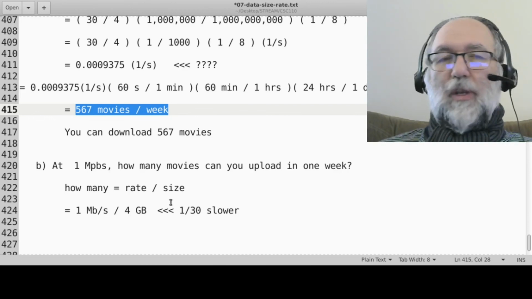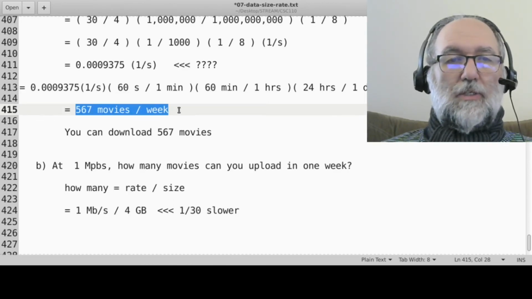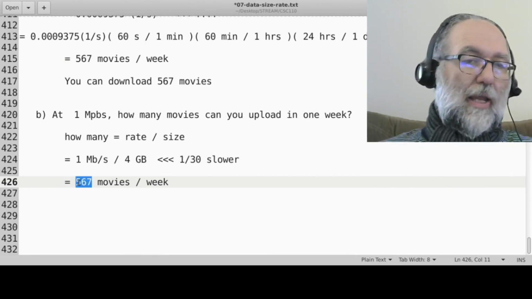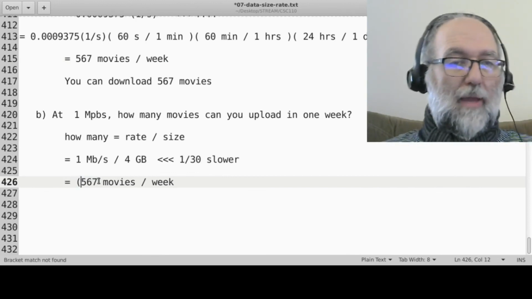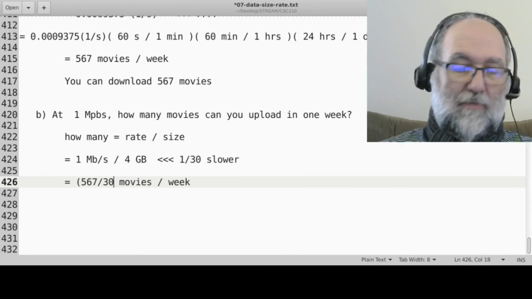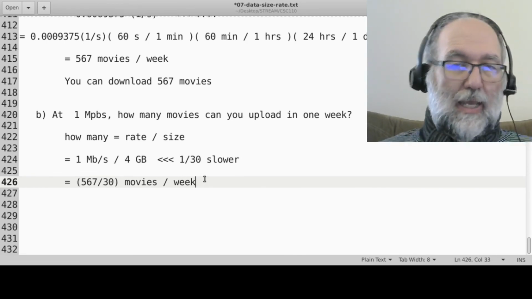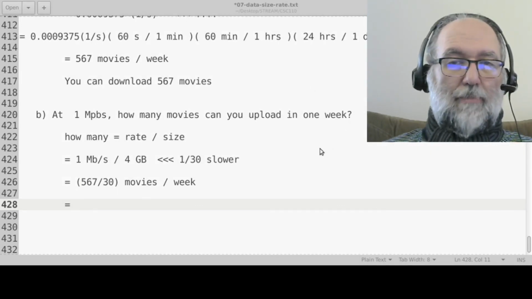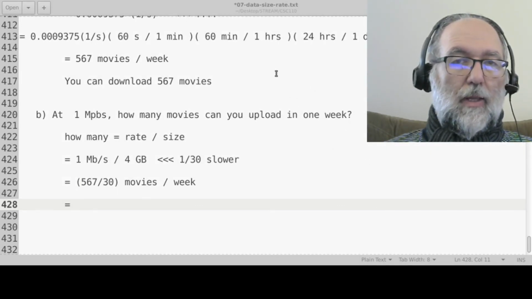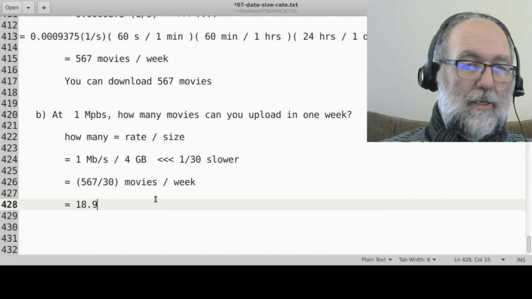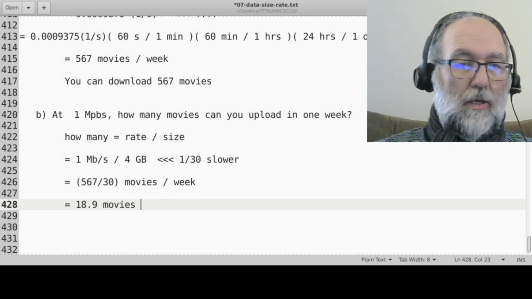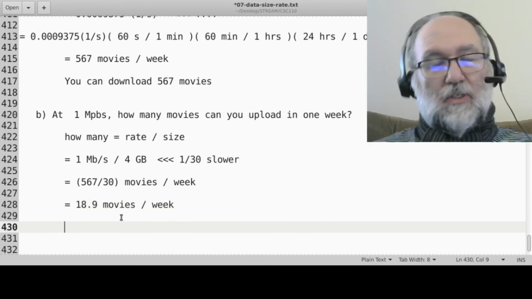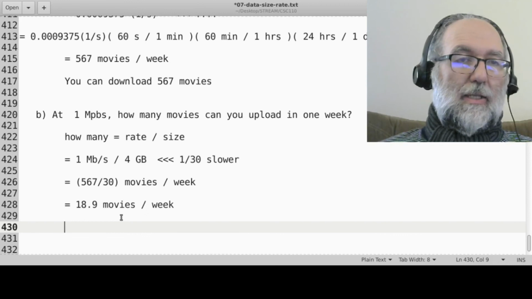So you don't really have to redo the entire problem. All you can do is just say the answer is going to be this, but this is at 30 instead. At 1 megabit per second, it would be a 30th of the speed, and that's going to equal, let me do that on my calculator, divide that by 30, 18.9 movies per week, which is not that much. Okay, but well, it's still, for viewing it's a lot, but it's a lot less.